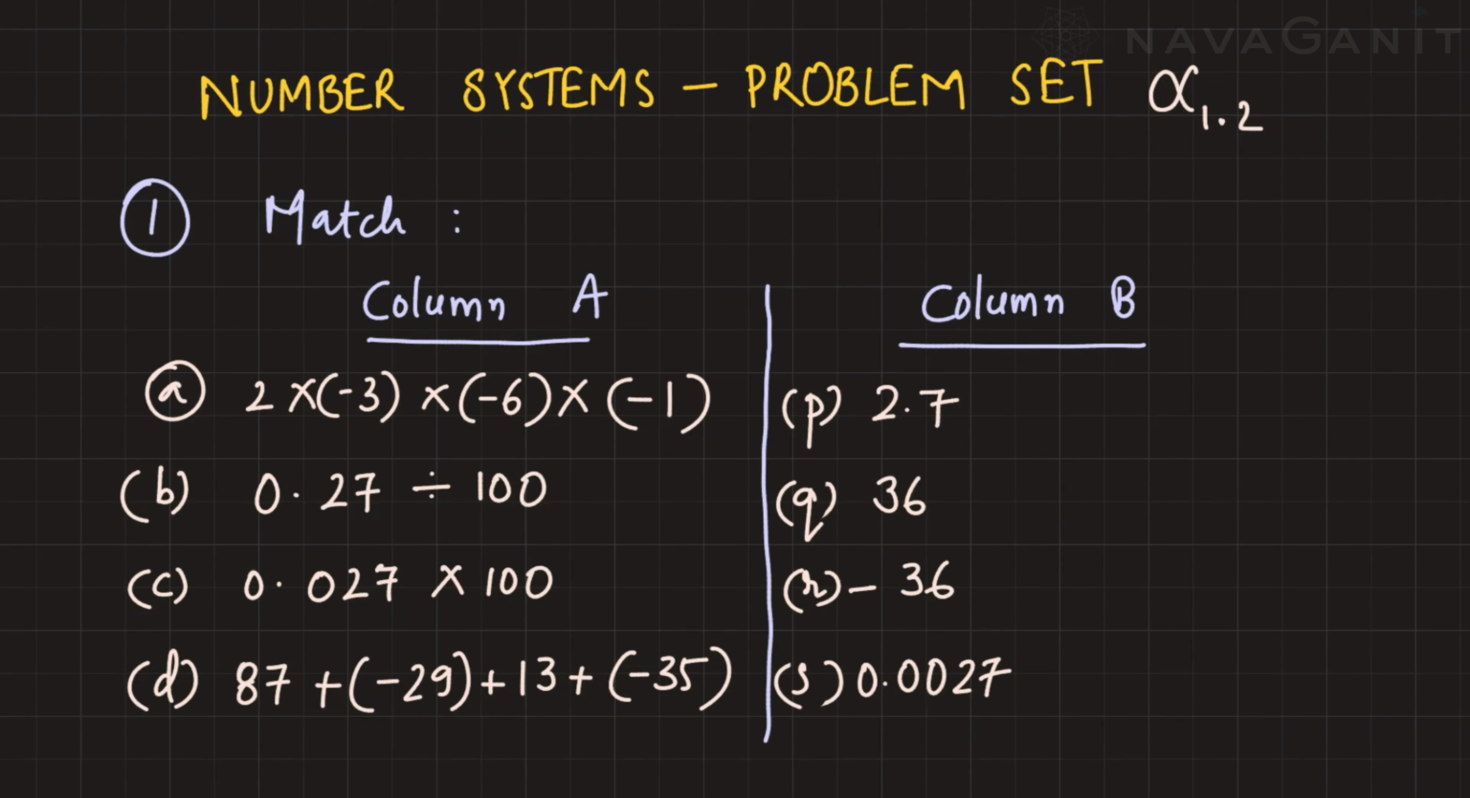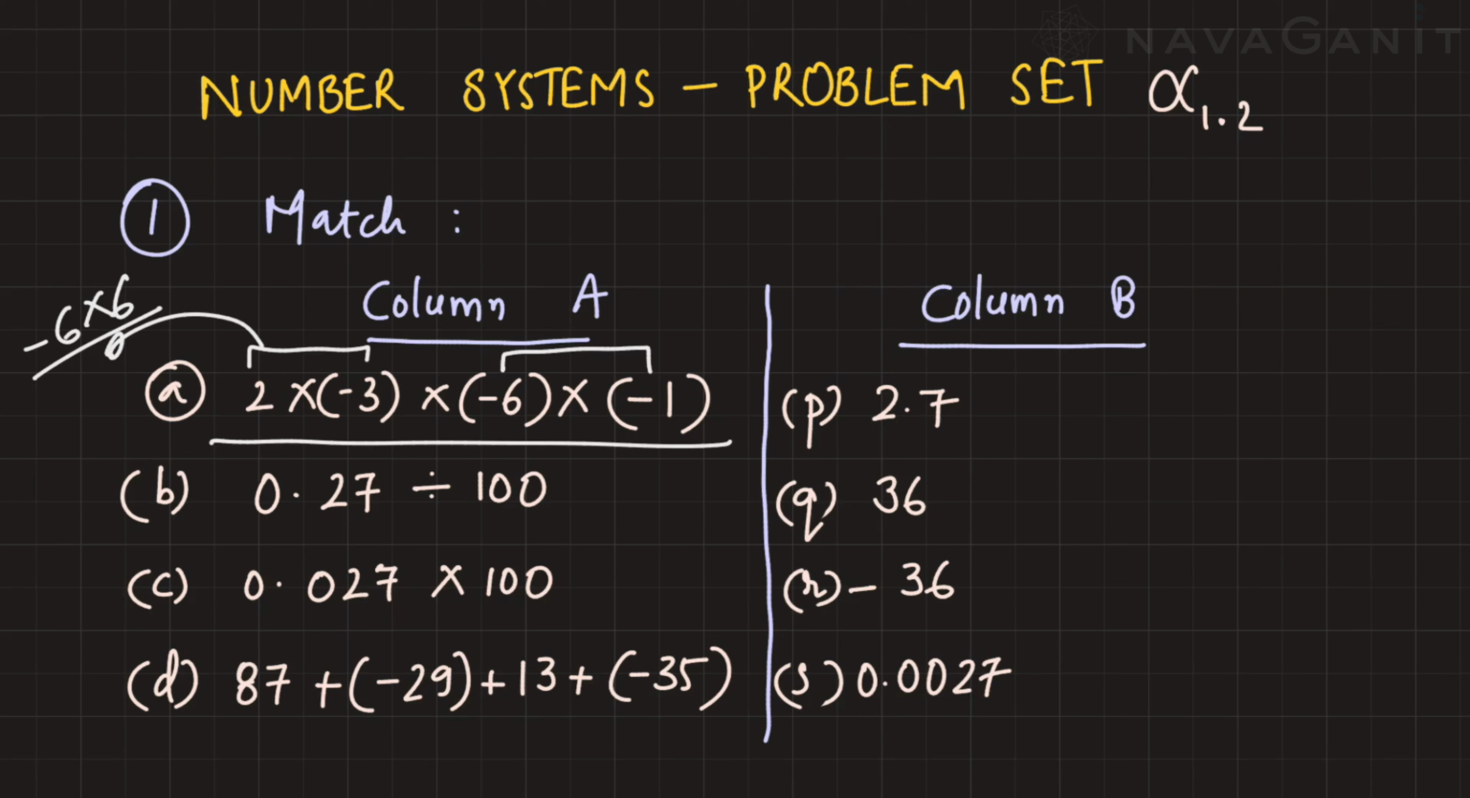Now let us match the columns A and B. First we have this expression. So 2 multiplied by minus 3 is nothing but minus 6, and minus 6 multiplied by minus 1 is nothing but 6. So 6 multiplied by minus 6 would be minus 36. So A is mapped to R.